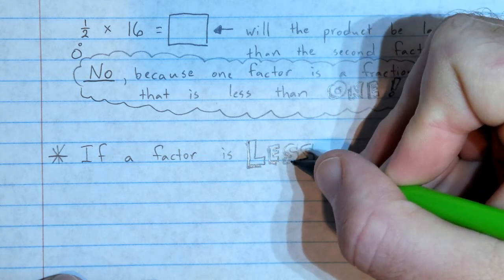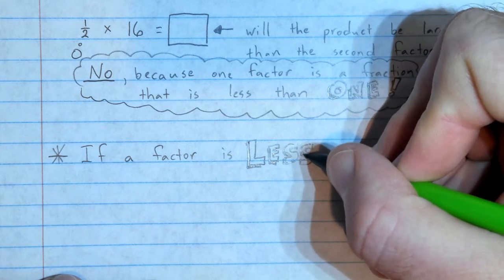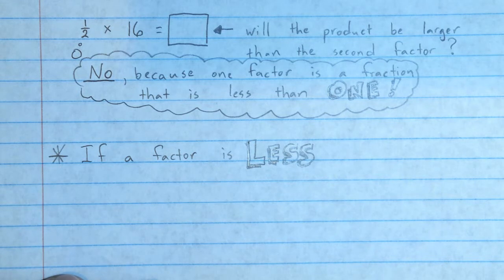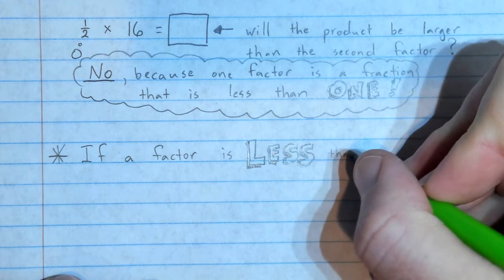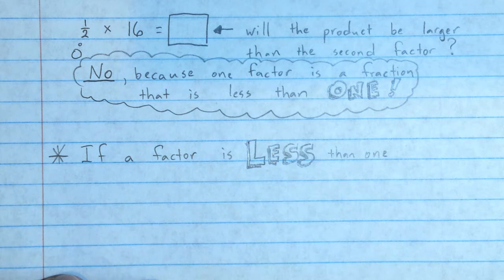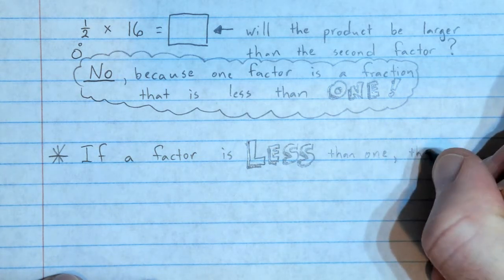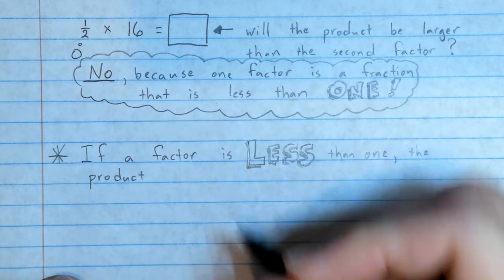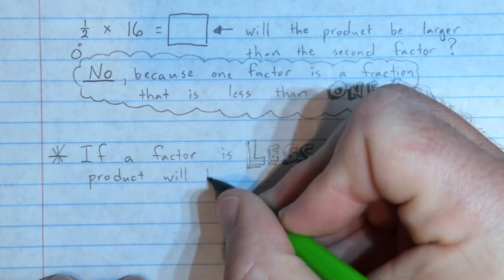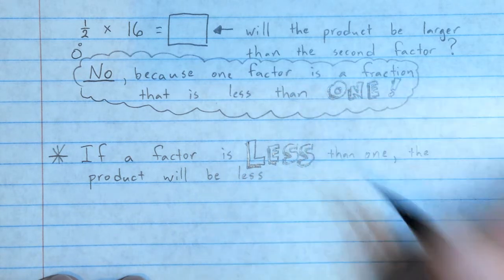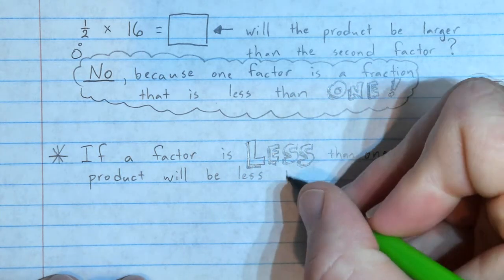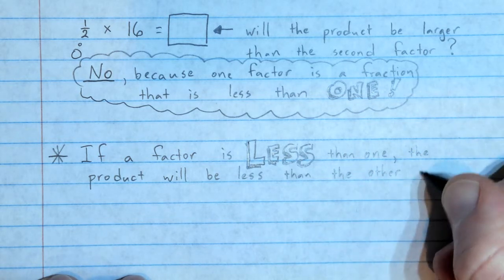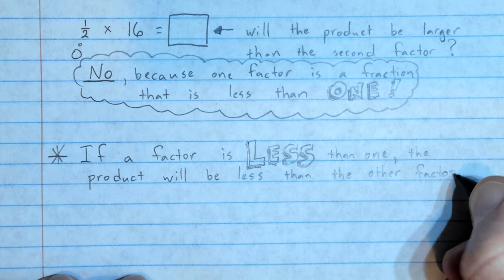If the factor is less than 1. There we go. If the factor is less than 1, if it's less than 1, then the product will be less. Don't worry, I won't make you do that again. Will be less than the other factor. Okay.